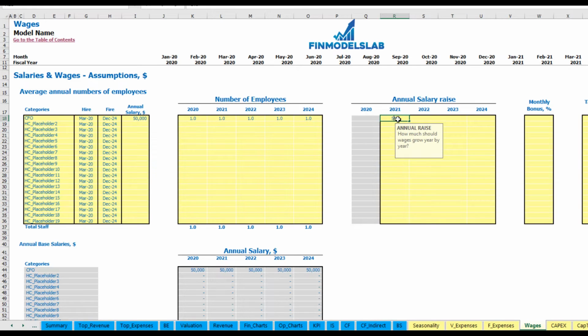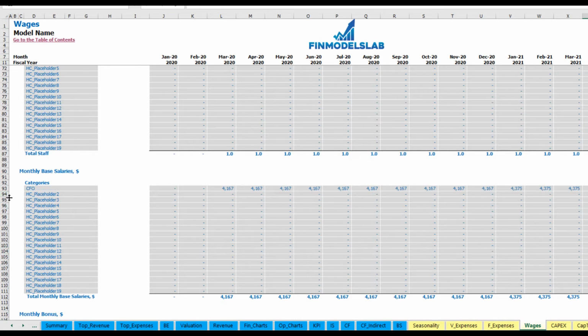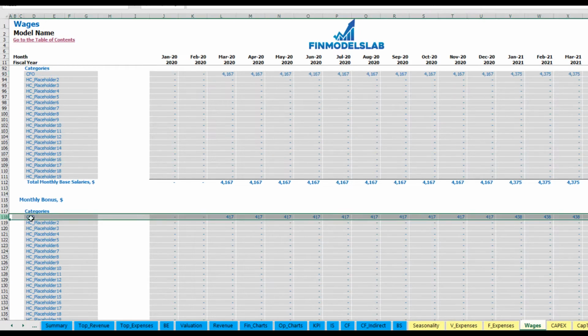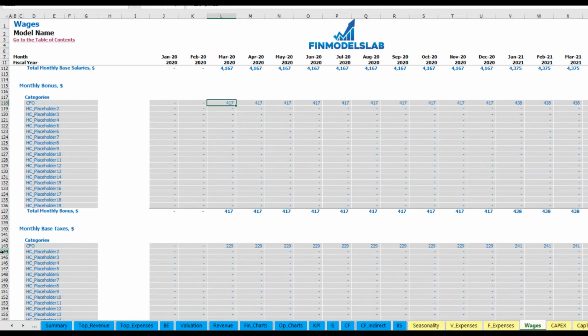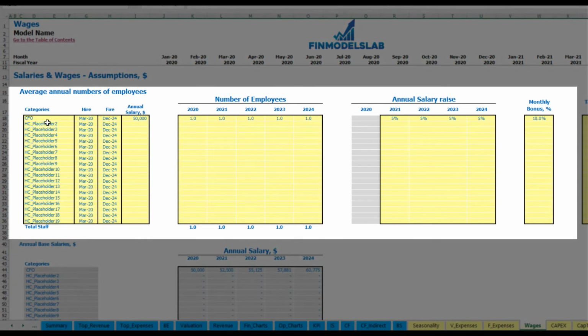Also, you can input 5% of salary growth rate. You may see the amounts by years connected to this annual salary and impacted by annual salary rise. Let's set up 10% monthly bonus and 5% of tax rate. So you may see below the calculation of salary broken down by months, monthly bonus, which is 10%, and 5% of monthly taxes related to the payroll.